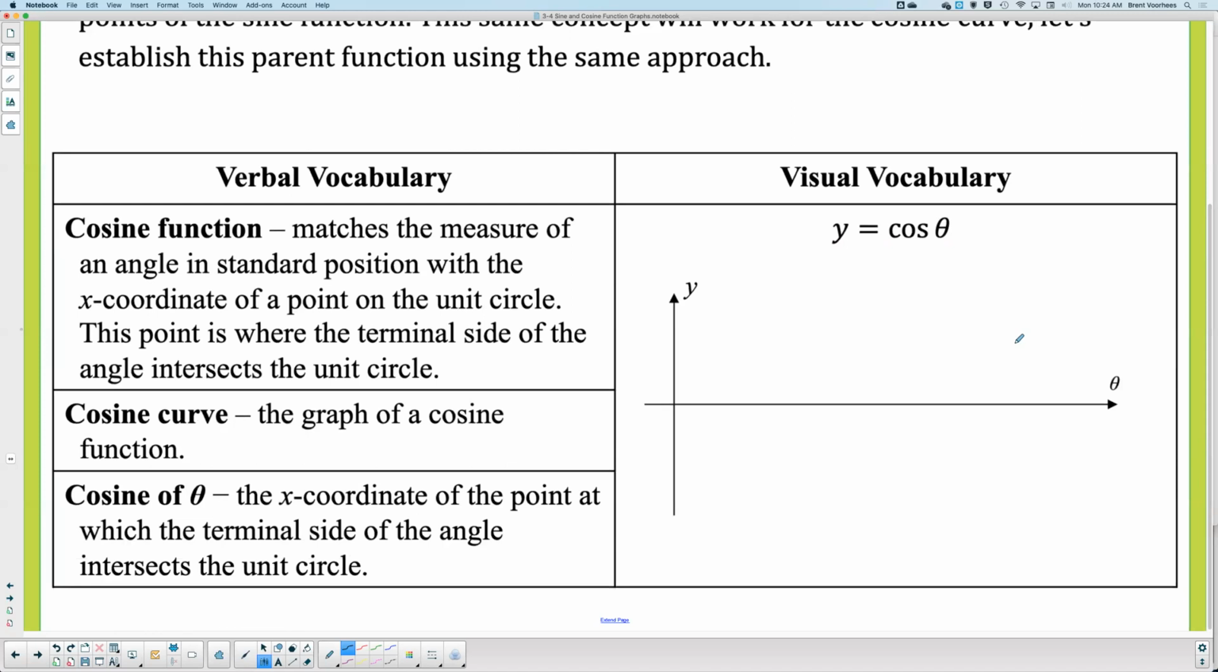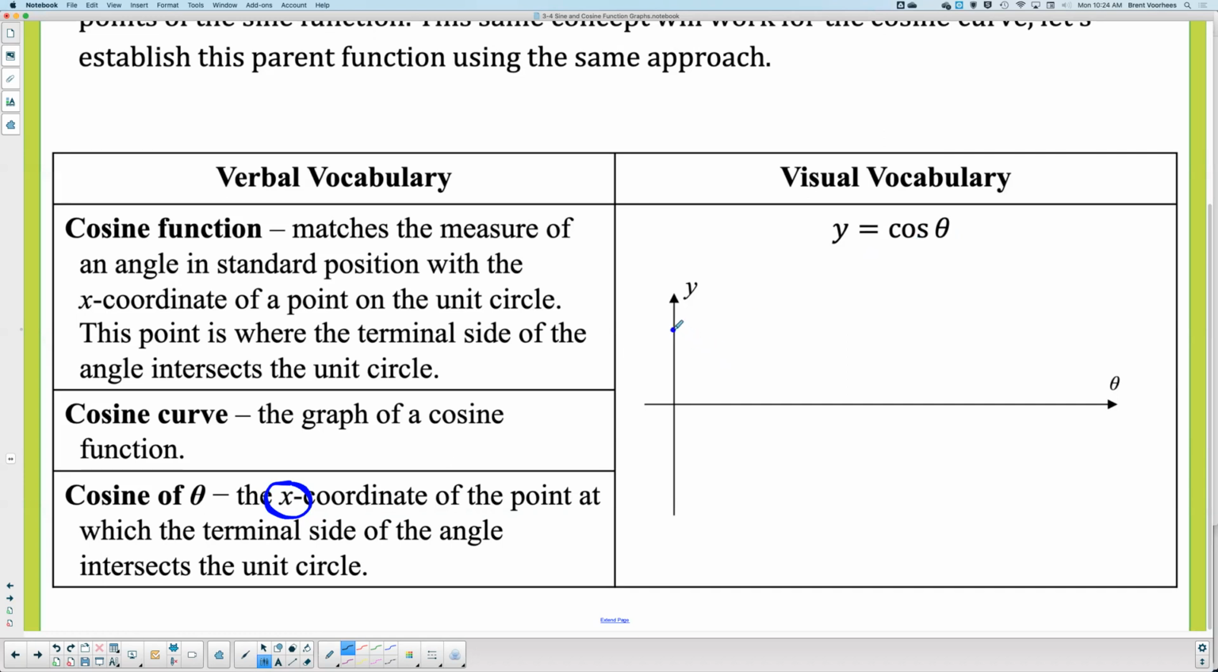Sine deals with y, cosine deals with x. Otherwise, the graphs are going to be extremely similar. So cosine, the thing I'm going to mark right here is that cosine deals with the x coordinate. Now, how will it look as a graph?